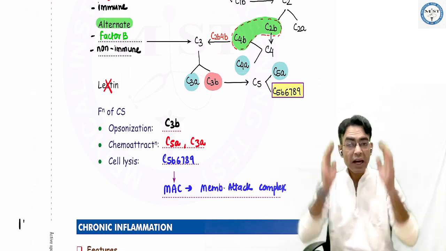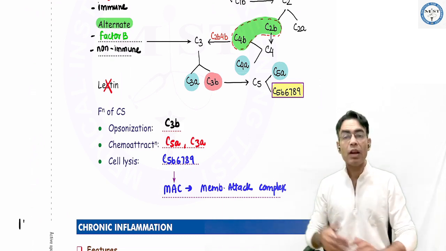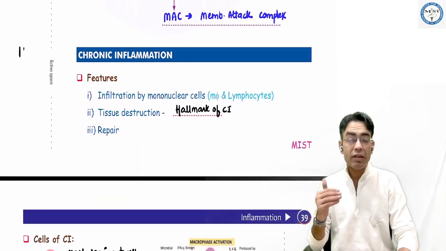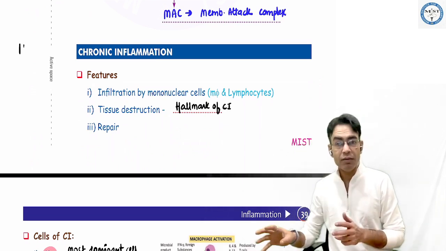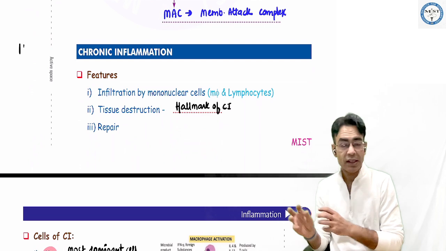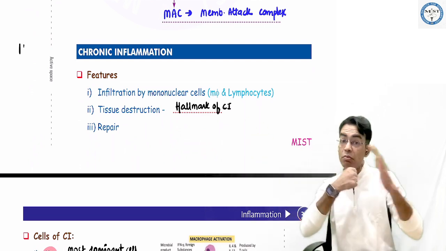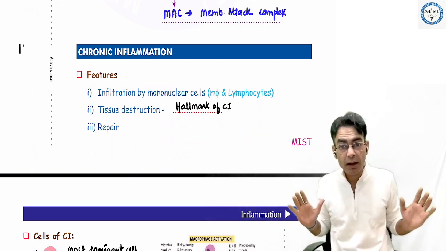This is membrane attack complex. For a chronic inflammation, the hallmark feature is tissue destruction. Which WBCs are you going to see? Monocytes and lymphocytes, I mean the mononuclear cells. And because it's a chronic inflammation, major damage, so you'll always have repair.